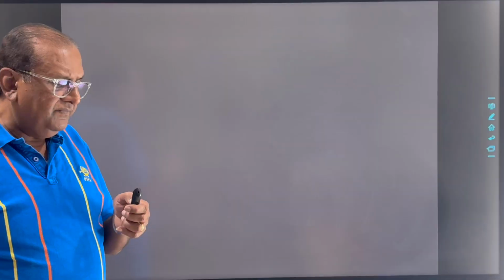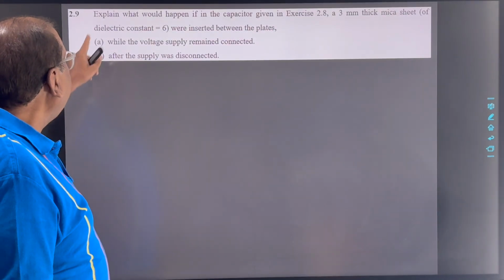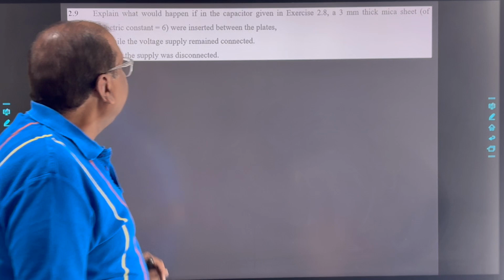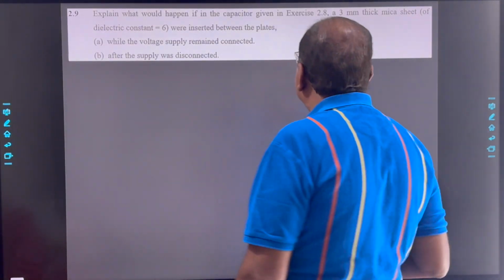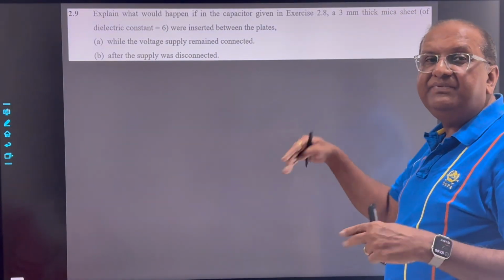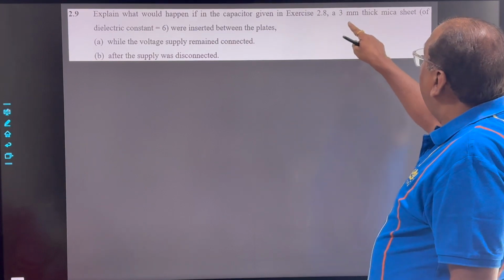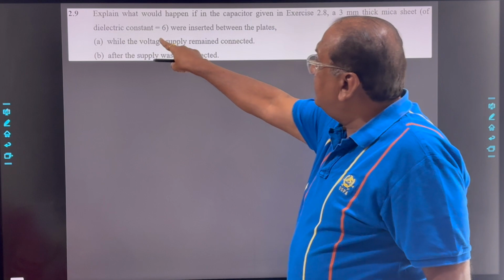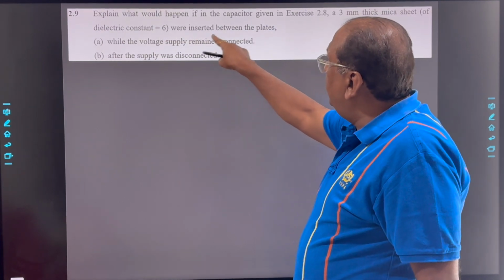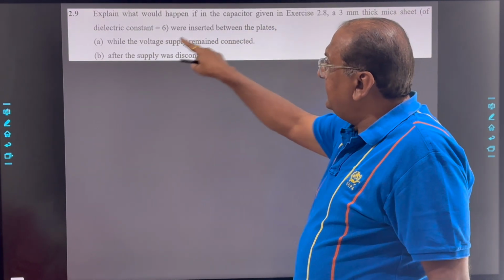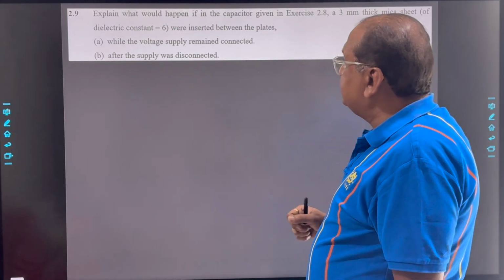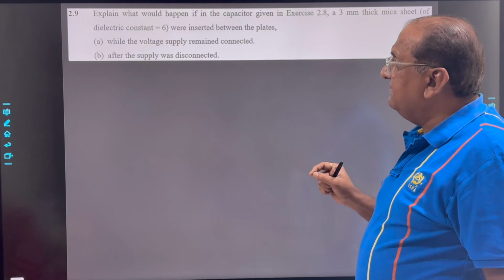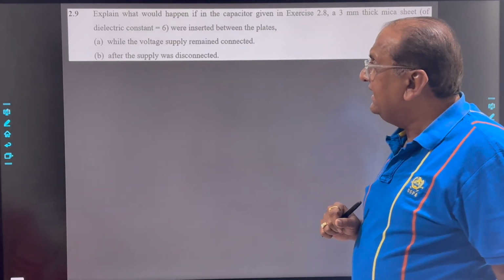Clear? Now example 2.9. Explain what would happen if in the capacitor given in exercise 2.8, means in previous example, a 3 millimeter thick mica sheet of dielectric constant 6 were inserted between the plates. A. While the voltage supply remains connected, and B. After the supply was disconnected.